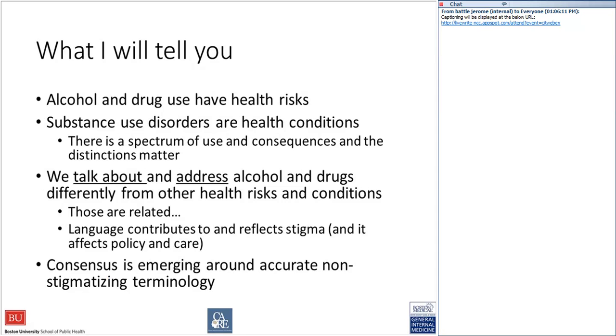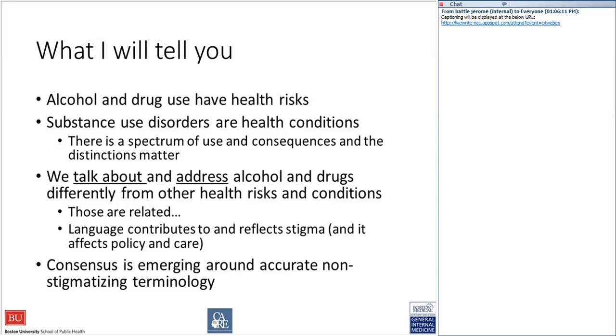So what I'm going to tell you is that there's a spectrum of alcohol and drug use and disorders, that some alcohol and drug use increases risks to health. That is, it has health risks, but isn't necessarily a disease or condition. Not all substance use is a disease. But substance use disorders are health conditions. There's a spectrum of use and consequences, and distinctions between these matter. We talk about and address alcohol and drugs differently from other health risks and conditions. And I think those are related.